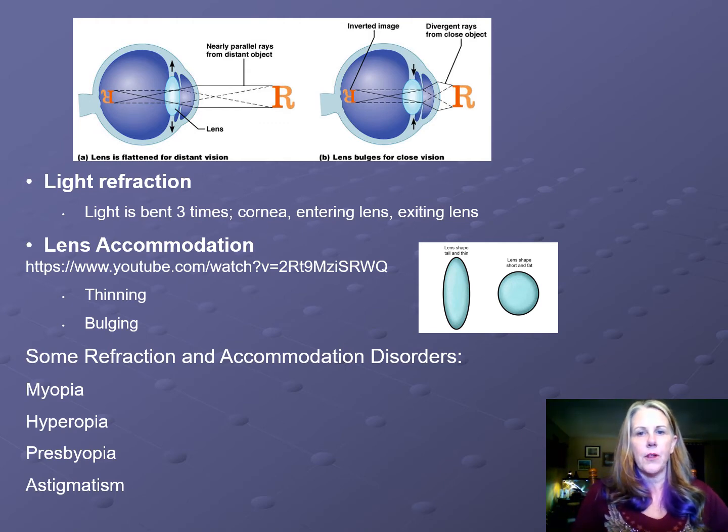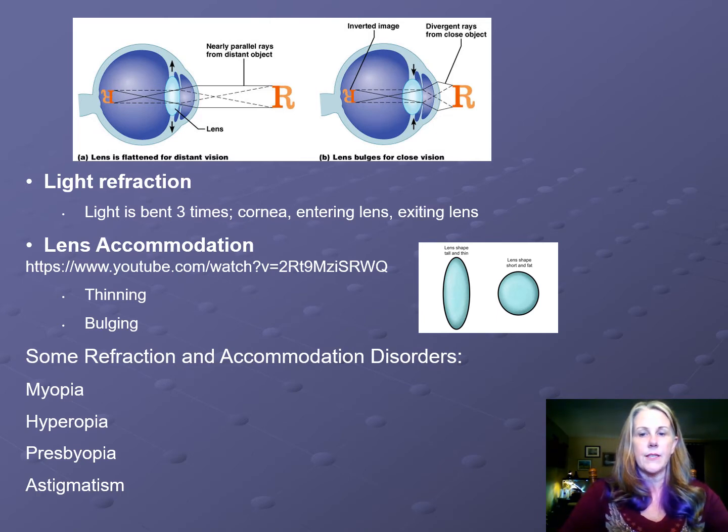All right, so I hope you liked that video. When we're talking about lens accommodating, we're talking about the lens changing shape. The lens can thin or bulge, and the ultimate goal is to get the light rays to converge on the retina. We're first going to talk about thinning.